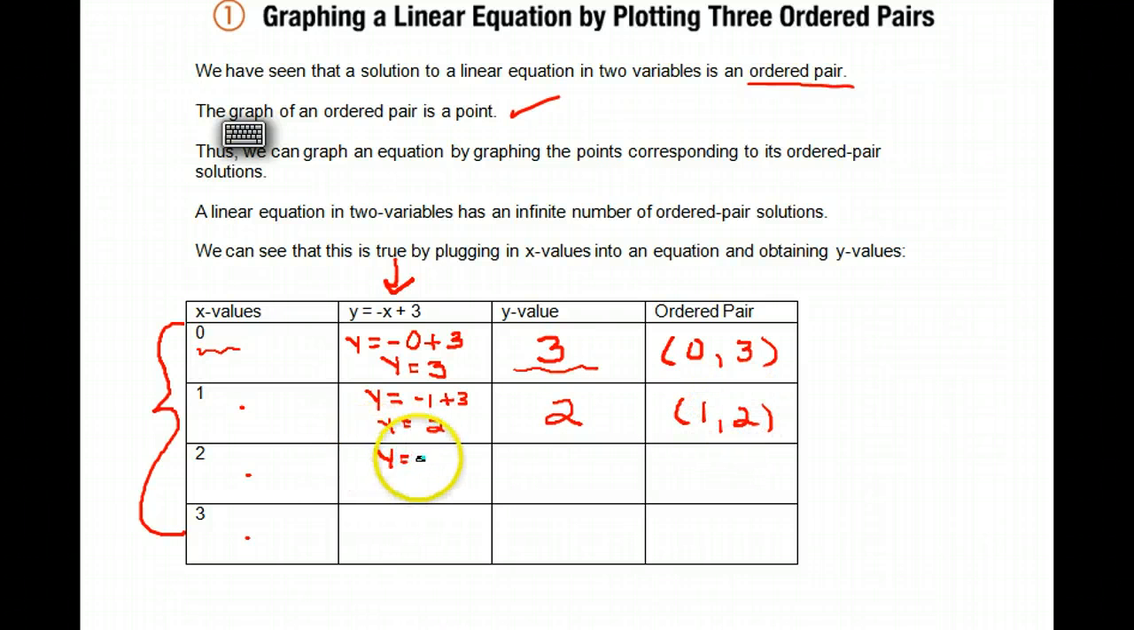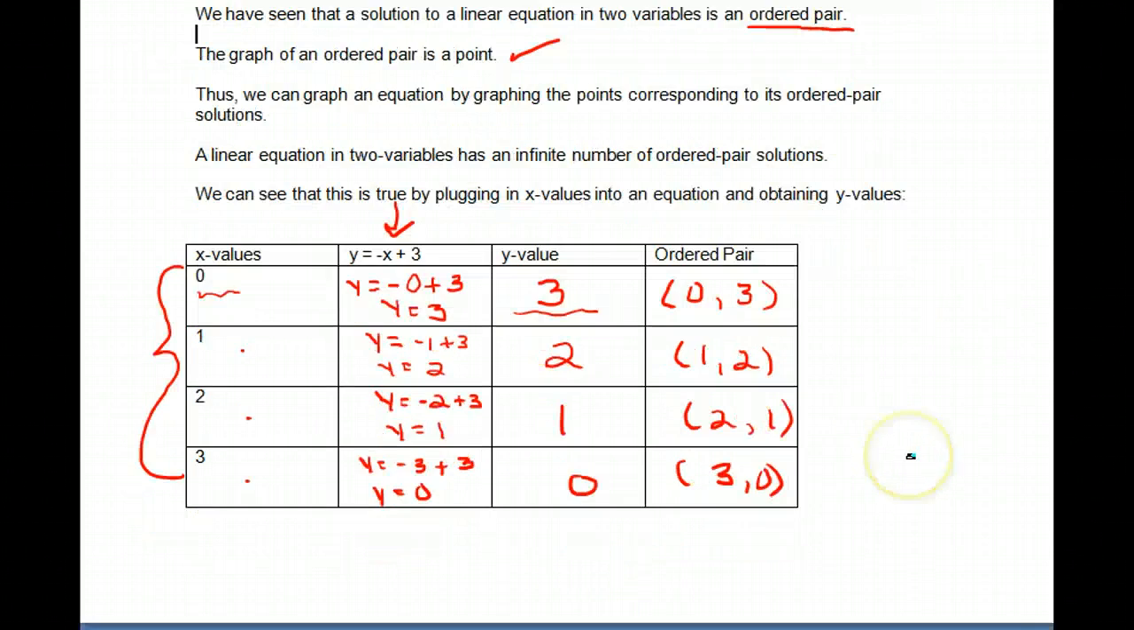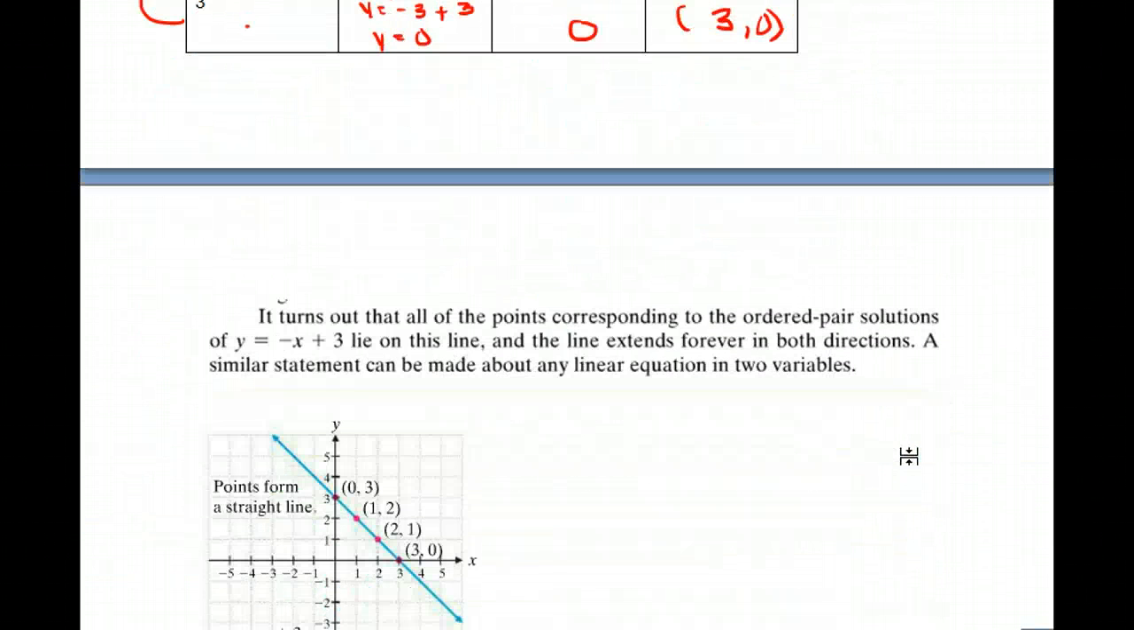Now we're going to plug in 2, so we'll have y equals negative 2 plus 3. So y equals 1. The ordered pair is (2, 1). Lastly, we have y equals negative 3 plus 3. So y is 0. So we have ordered pair (3, 0). So we have now filled in our chart by showing our work. We obtained our y values, and we also found our ordered pairs.